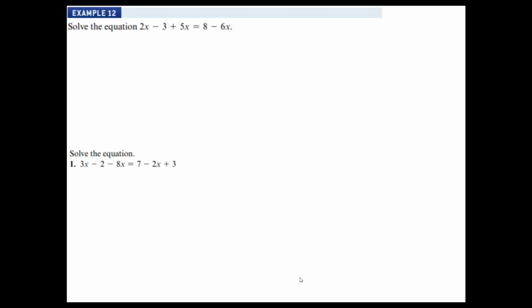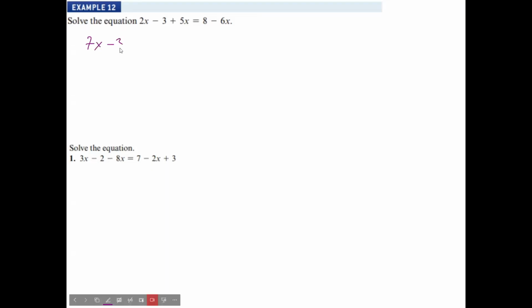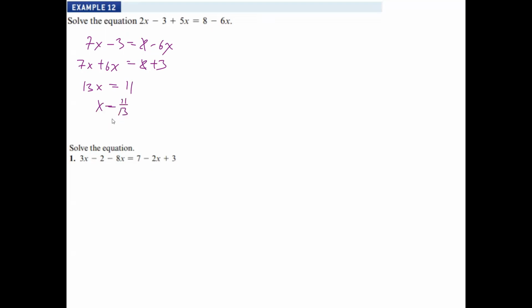Okay, so what do we do in reality when we solve equations? I quickly analyze what I have, 7 and 6. So 7x minus 3 equals 8 minus 6x. If I transfer 6 to that side, I have positive numbers, right? So what is that? Equals 11, right? Correct?